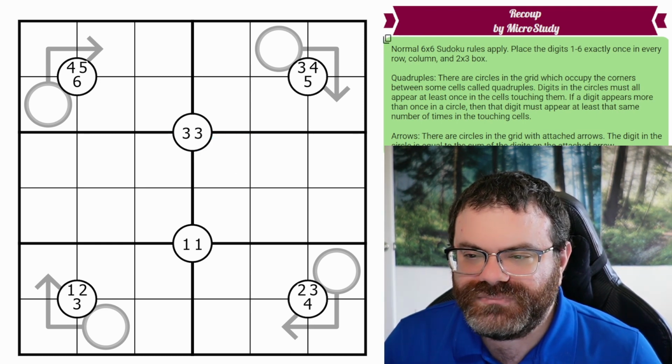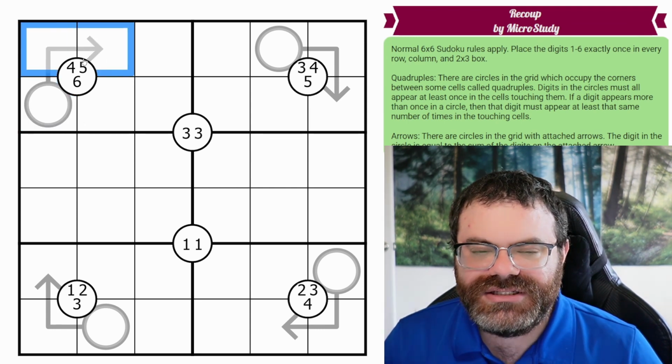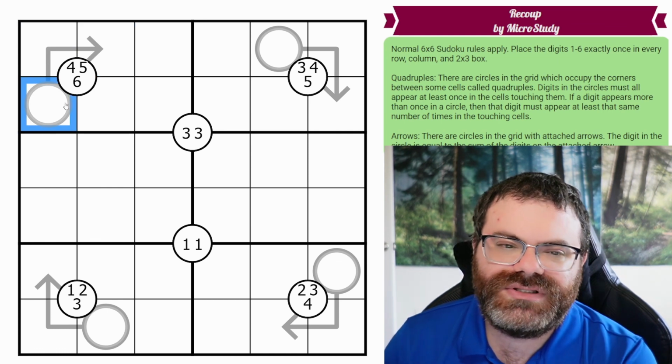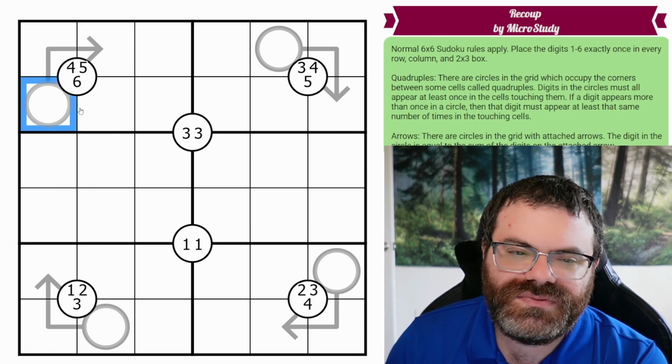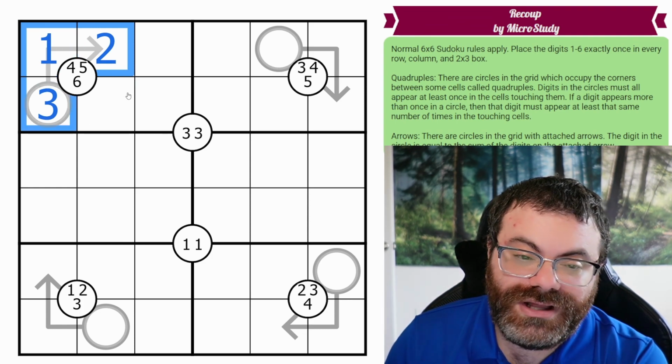All right. We also have arrows in the grid. So that's a circle with an arrow coming out of it. Digits on an arrow sum to the value in the circle. So if this was, say, I don't know, if this was a 3, we could do 1 plus 2. That's probably not the answer, though, given the quad that's overlapping it.